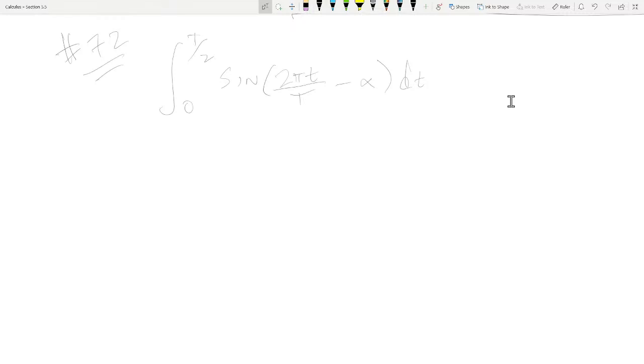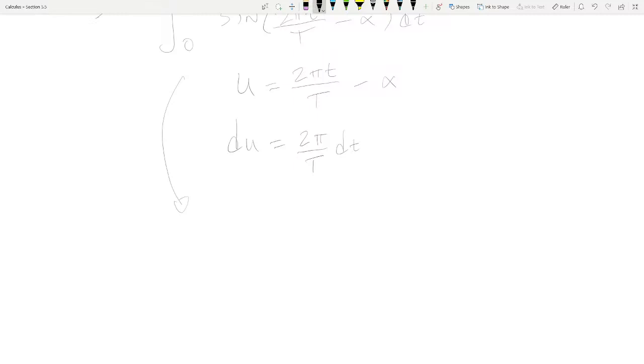So here's number 72. It's sine of all this gobbledygook, but we're pretty good at sine of u, so how about we pick u equals 2 pi little t over capital T minus alpha. Now the only variable here is this little t, and you know that because of the dt. Everything else is just a constant. When I take the derivative, I get 2 pi over big T dt, because the derivative of alpha is 0.